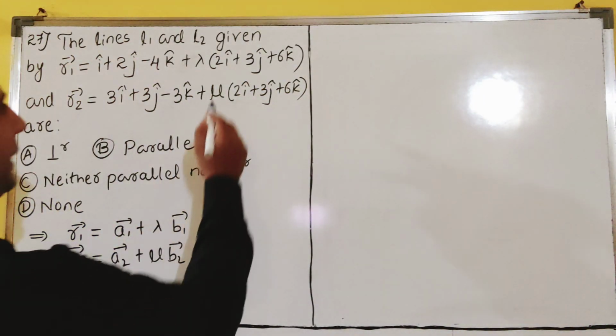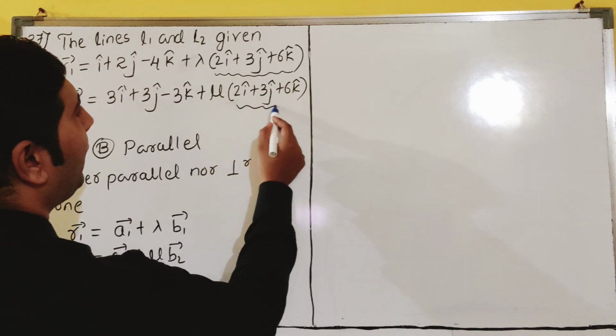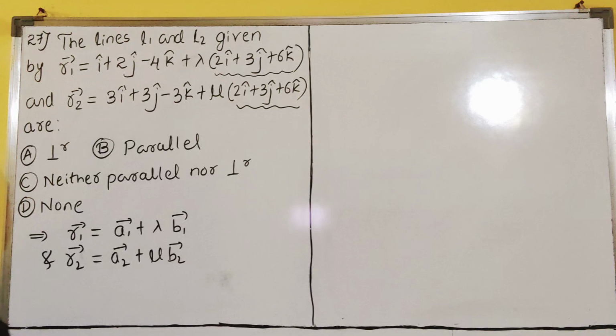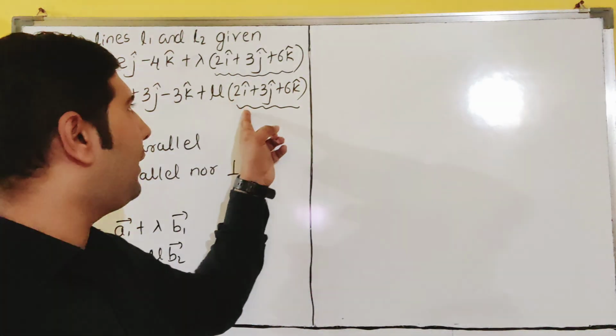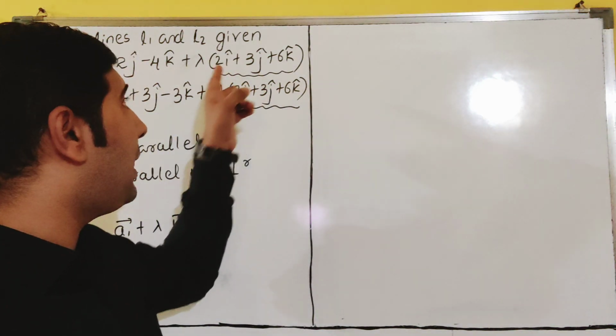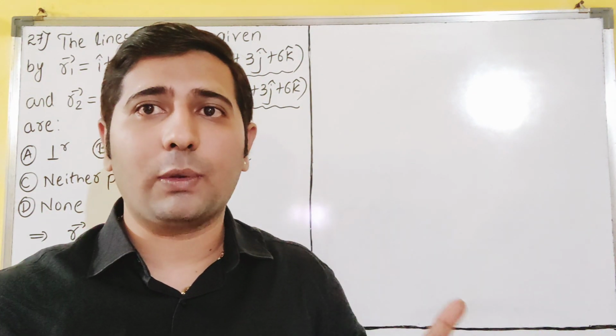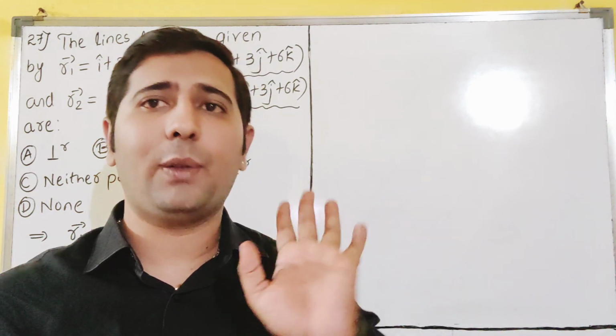Can you see what is vector B1 here? Can you see this? Vector B1 and vector B2 both are same or not? See here, vector B1 and vector B2 both are the same number, and even the sign is also the same. Same number alone is not enough, same sign is also needed.